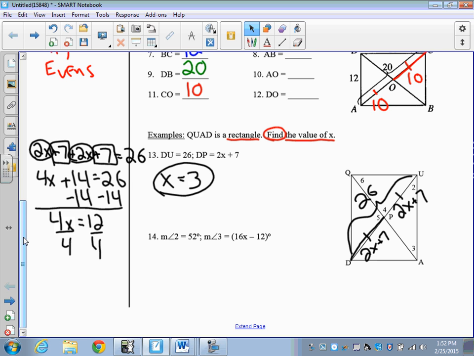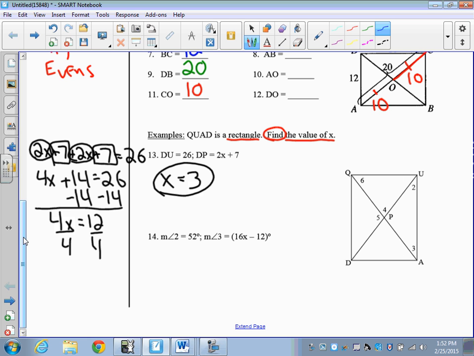Number 14, you should be able to do it on your own. But let's just start number 14 off. The measure of angle 2 is 52 degrees, and the measure of angle 3 is 16x minus 12. What do we know about this triangle? We talked about this property several times before. It's isosceles. So that should be enough information for you to try 14 on your own.